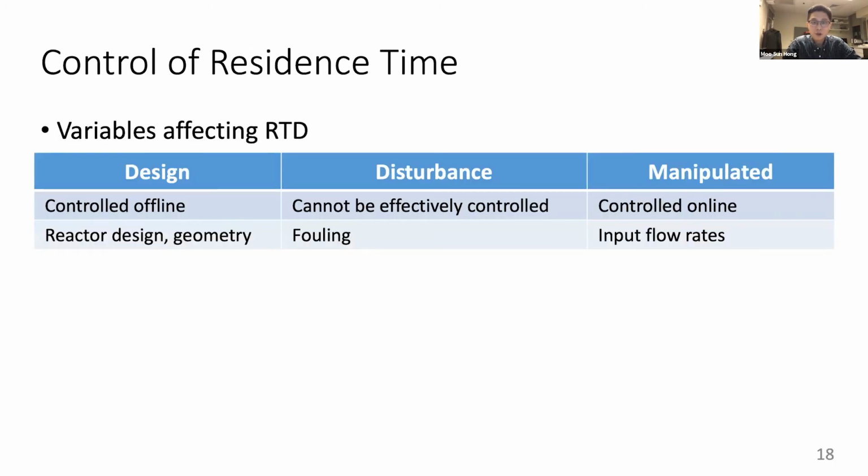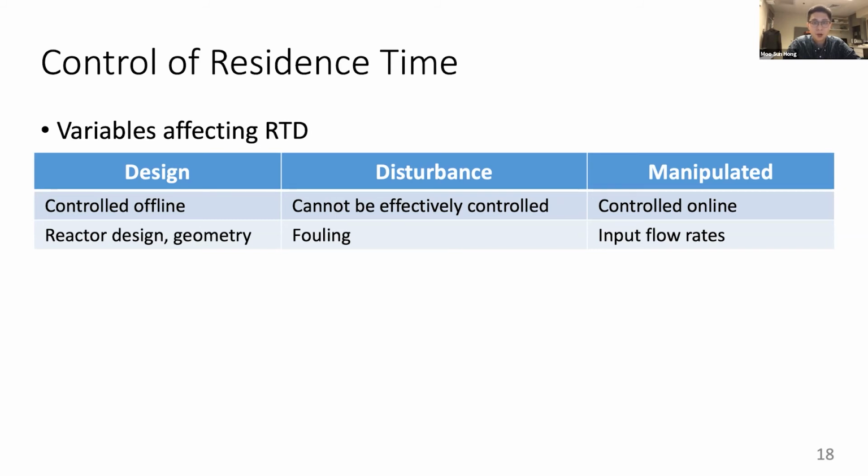And this residence time distribution is affected by several variables such as the reactor design, geometry, fouling, and the input flow rate. And these variables can be classified into three different types. Design variables are those that can be controlled offline, like the reactor design and the geometry. Disturbances are those that may vary during operation, but cannot be effectively controlled, like column fouling. And the manipulated variables are those that can be controlled online, like the input flow rates.